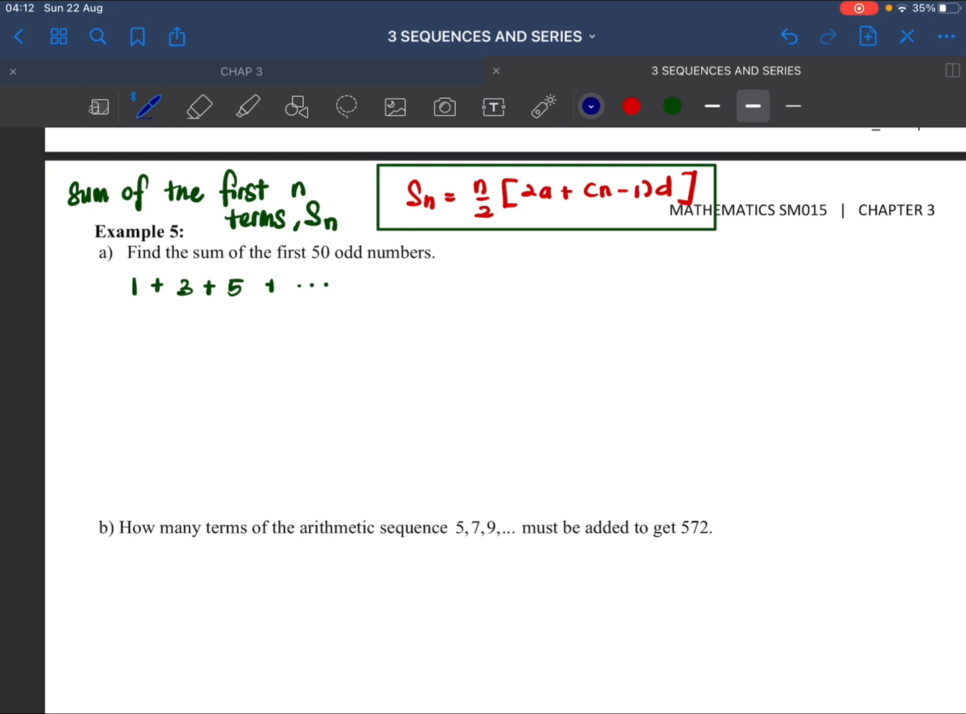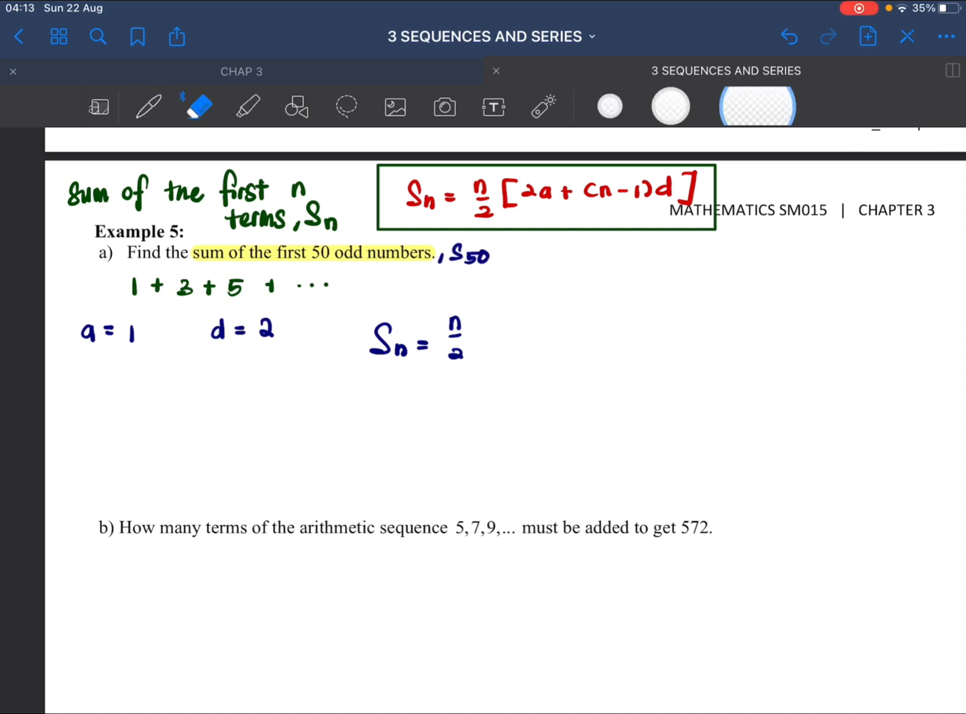Cukup kalau kamu tahu your a, your first term, which here is 1, and your d, which is 3 minus 1, second term minus first term. So 3 minus 1, we will get 2. Okay, so ada a, ada d, masuk je dalam formula kita yang ini. So we have Sn equals n over 2. Okay, sorry, the question asks to find the sum of the first 50 odd numbers, which means we want to find S50.